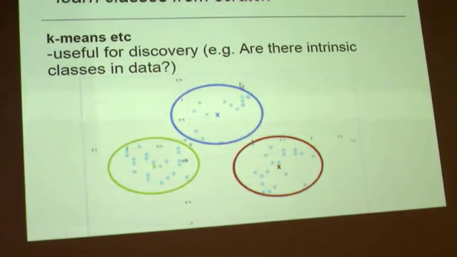So I've used this, for instance, for showing that certain medical conditions that have been identified as a single syndrome are in fact multiple syndromes. If you can show that there's an intrinsic cluster and it's not just stochastic scatter.